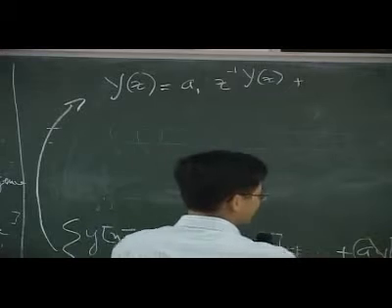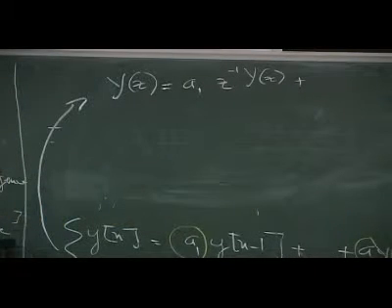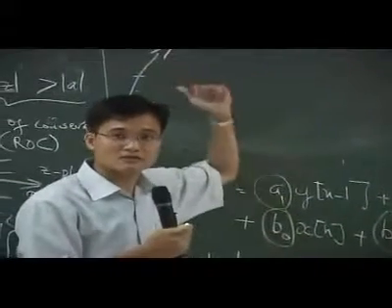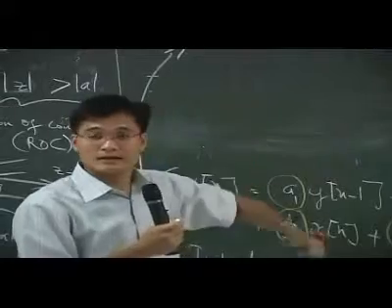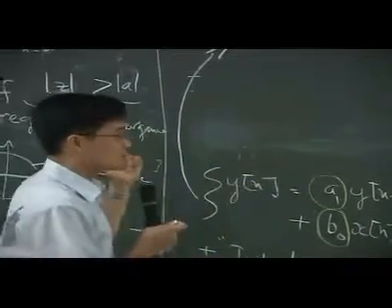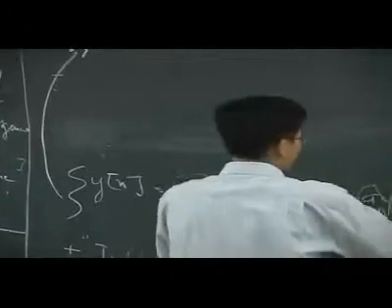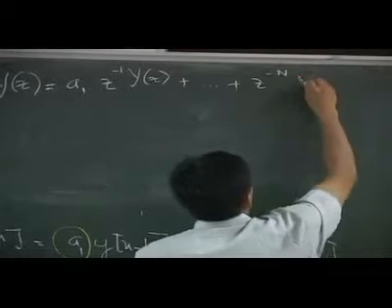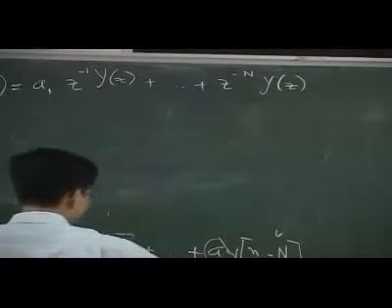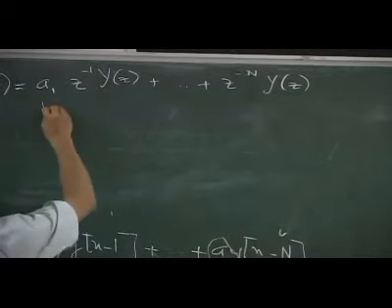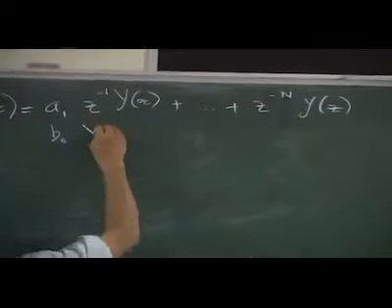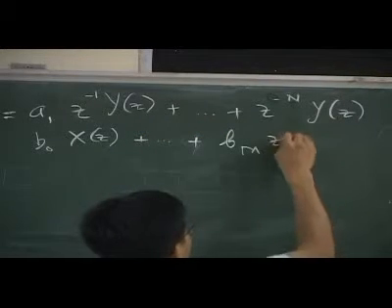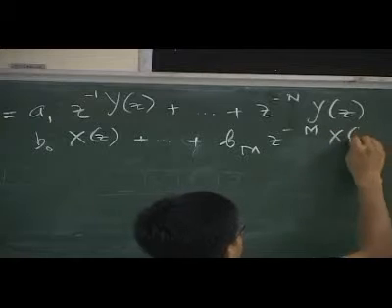You see why the Z transform is powerful, because it deals very nicely with the delay. A delay just pops out a Z minus 1. Any delay operation becomes Z minus 1. So I delay by 1, delay by n, just multiply, so plus Z to the minus n Y of Z. And this guy similarly: B0 X of Z plus BM Z minus M X of Z.